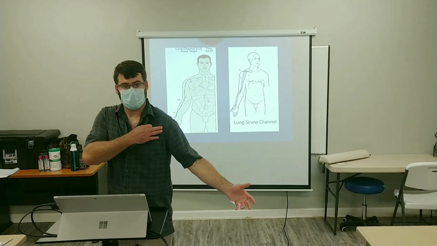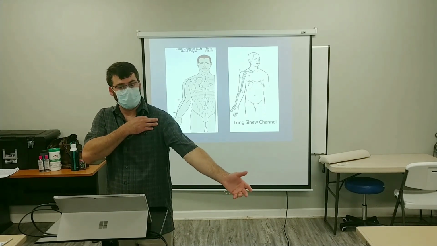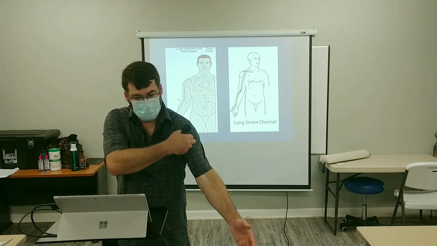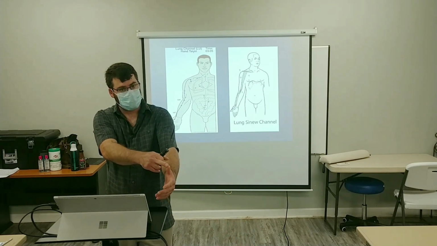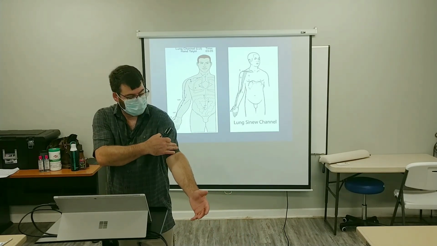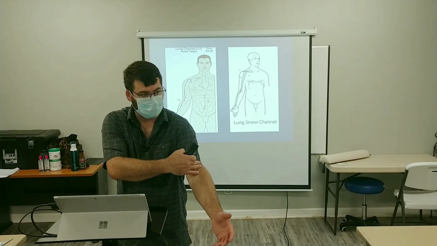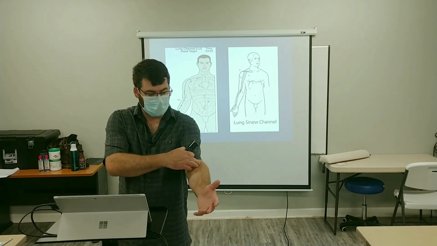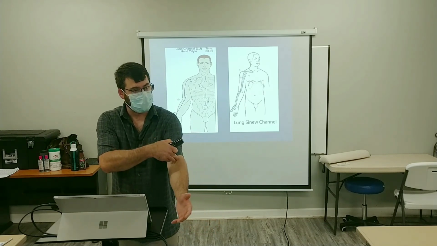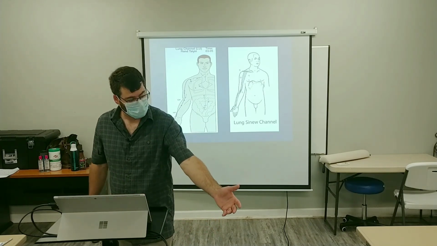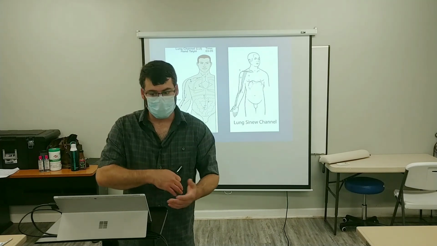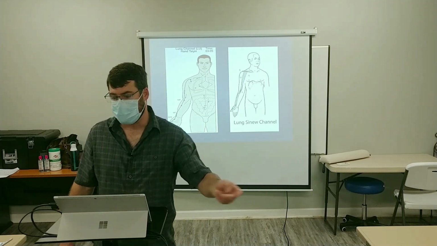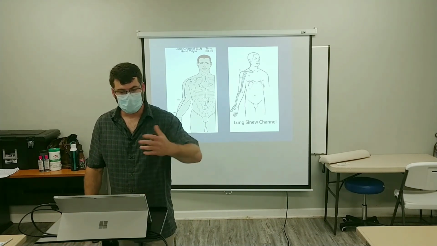So the lung channel governs this anterior corner of the shoulder, and then it's going to run down the arm and end up at the thumb. So it governs this lateral portion of biceps, it governs the lateral portion of the cubital crease, it governs along the radius, essentially through the forearm, and the entire palmar surface of the thumb and thenar eminence are considered to be the lung channel.